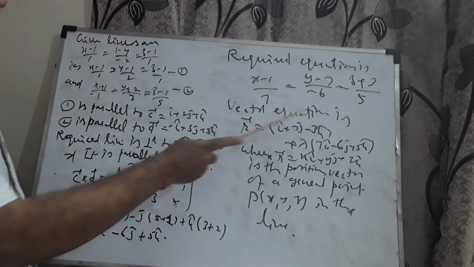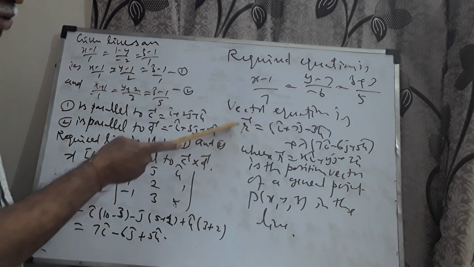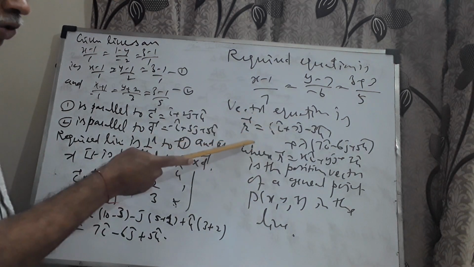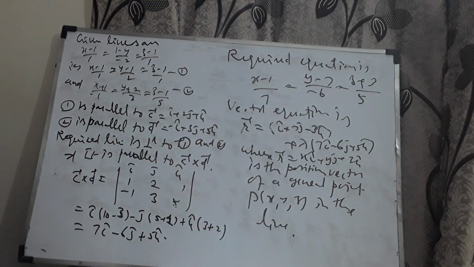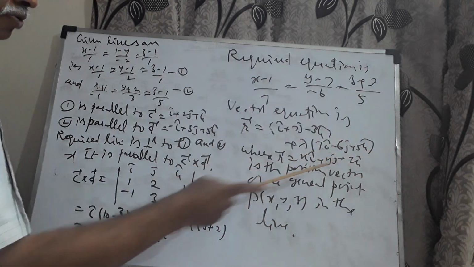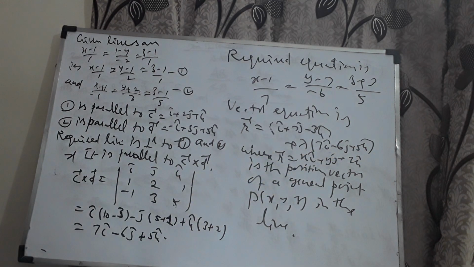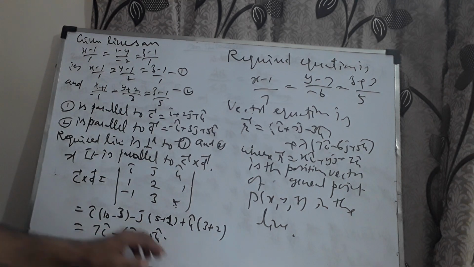That's the application. It's better to write the vector equation also. Normally, students make mistakes by not writing r vector here. Okay, r vector equal to is a must. r vector equal to i plus 7j minus 3k plus lambda times (7i minus 6j plus 5k), where r vector equal to xi plus yj plus zk is the position vector of a general point P(x, y, z) in the line. Position vector of a general point. If you want, you can erase it also.